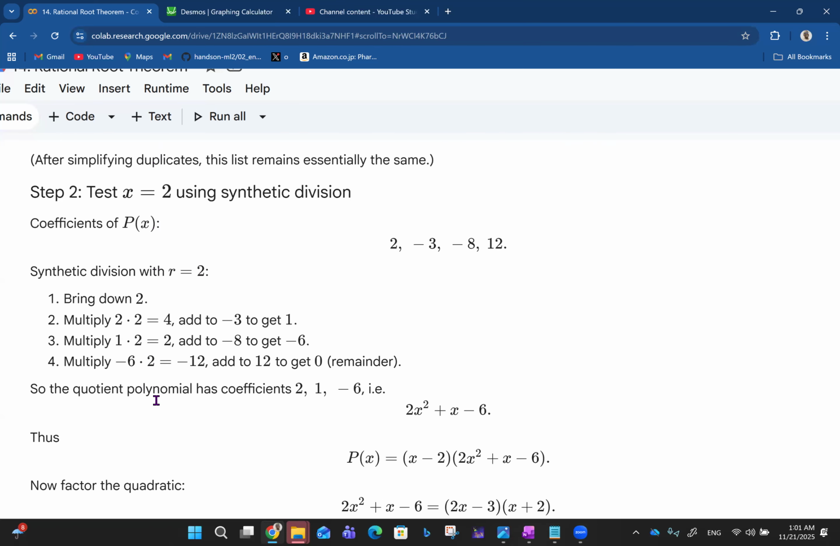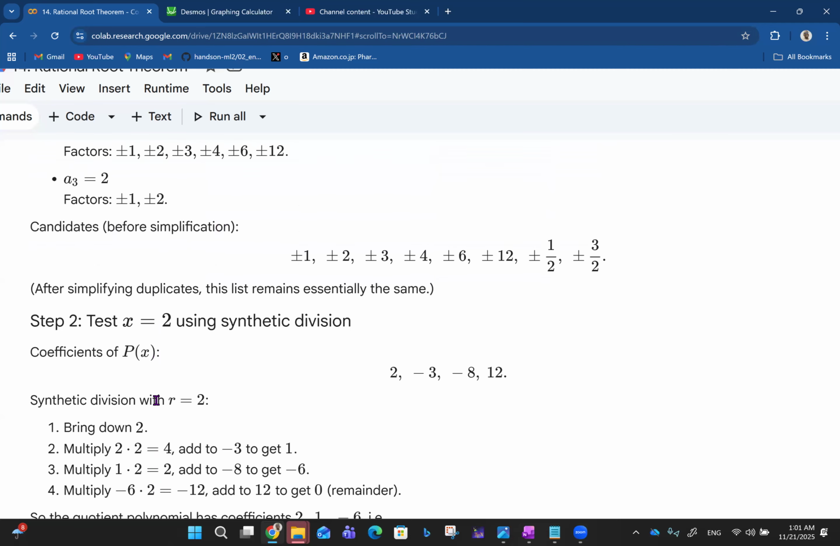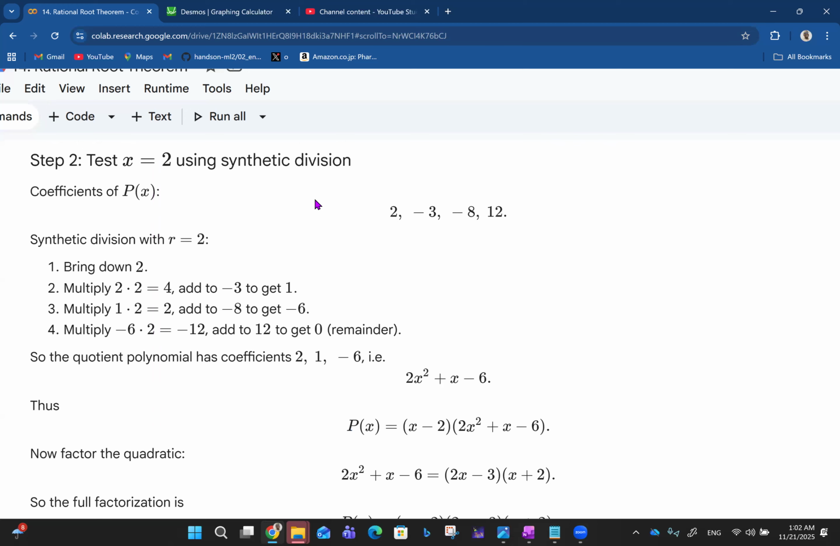So step 2 now, you test x equals r using synthetic division. For instance, you have plus or minus 1. For me, I can start from plus or minus 1. I'll try that, and if it gives me 0, I'll go. So that's what I'm going to do when we get to the practice question. So test x equals r using synthetic division.